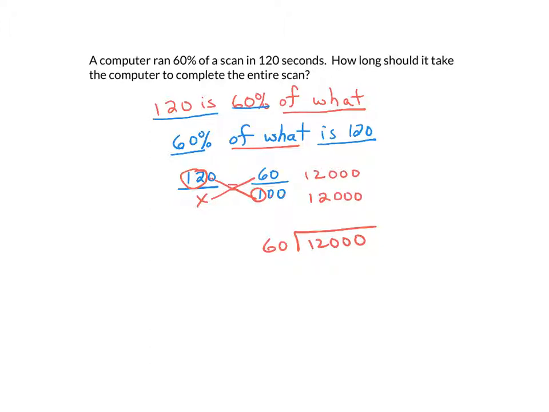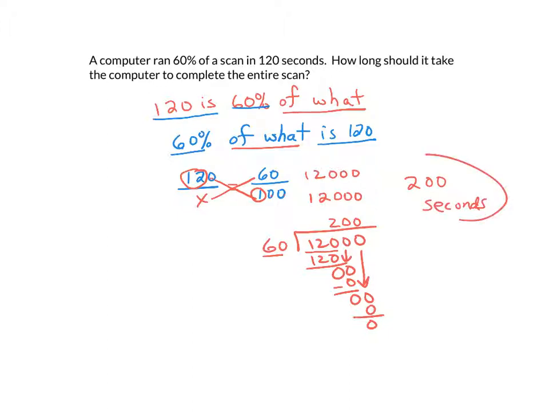12,000 divided by 60, I'd be saying to myself, 60 goes into 120. How many times? It goes in there 2 times. 60 times 2 is 120. I'm going to subtract and bring down my 0. 60 goes into 0, 0 times. 60 times 0 is 0. Subtract, I get a 0. I bring down my last 0. 60 goes into 0, 0 times. So now I have a remainder of 0. So the answer to this is it's going to take the computer 200 seconds to complete the entire scan.